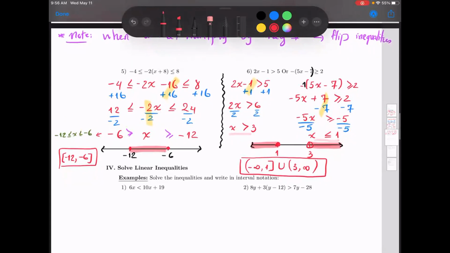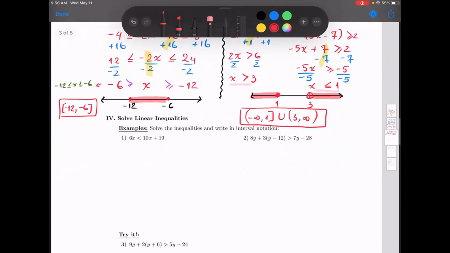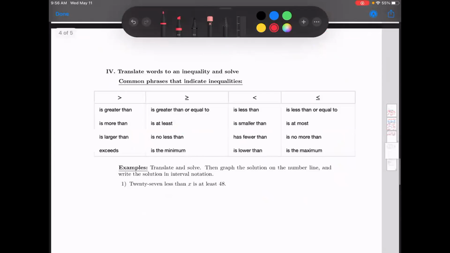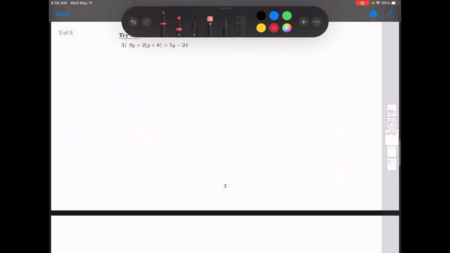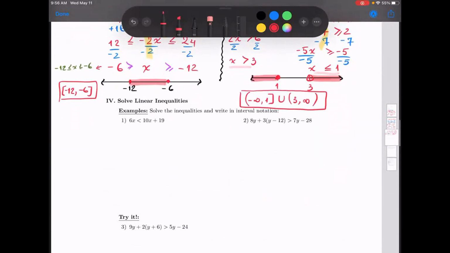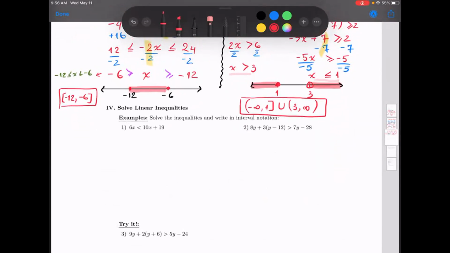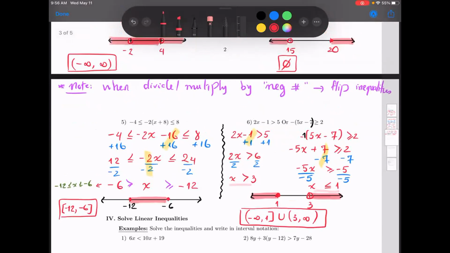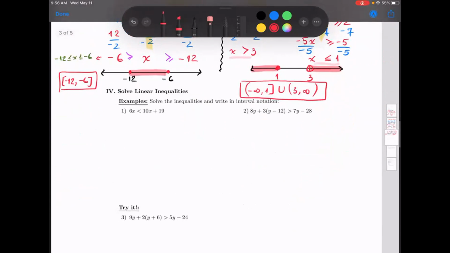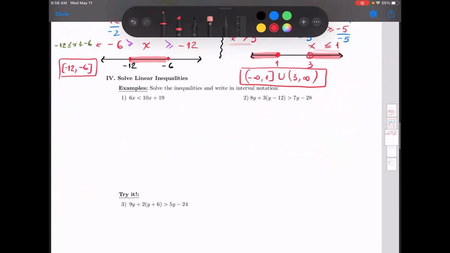So expect something like number 5, number 6 on the exam. Example: solve the inequalities. Right, so very much similar. I think this one is easier than the one that we just did, which is called a compound inequality. Let me do number 1 and 2 with you. You guys try number 3. So again, you want to isolate x, right? I like my x to be on the left, so I'm gonna subtract 10x. Subtract 10x.